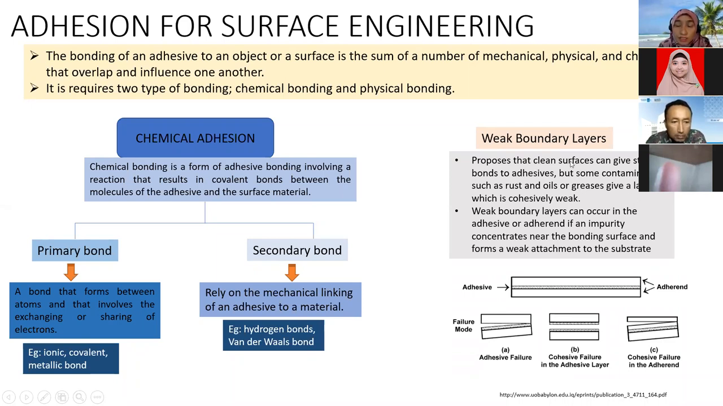The purpose is a clean surface. Remember, when we do the adsorption, the chemisorption, the surface must be very, very clean, because it can give a strong bond to the adhesive, but contaminants interfere. If it is not clean, as I said earlier, the contaminants or pollutants will interrupt the process of adsorption. So weak boundary layers can occur in the adhesive, or if an impurity concentrates near the bonding surface and forms a weak attachment to the substrate.